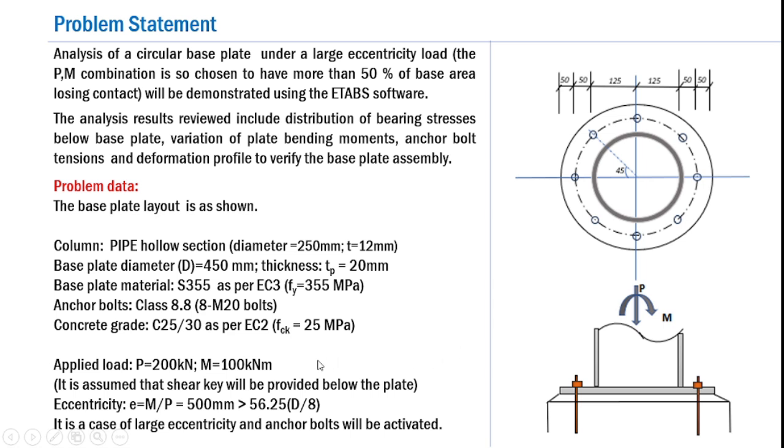For the applied set of loads, we have the eccentricity e, which is computed as M by P, that is equal to 500 mm, and this is greater than 56.25 mm, that is D by 8, the limiting distance for the kern area, and therefore we conclude that it's a case of large eccentricity load. In the later part of the analysis we will see that it's a large eccentricity because more than 50% of the area loses the contact, and accordingly more than 50% of the anchor bolts will be activated in tension for the given set of loading.